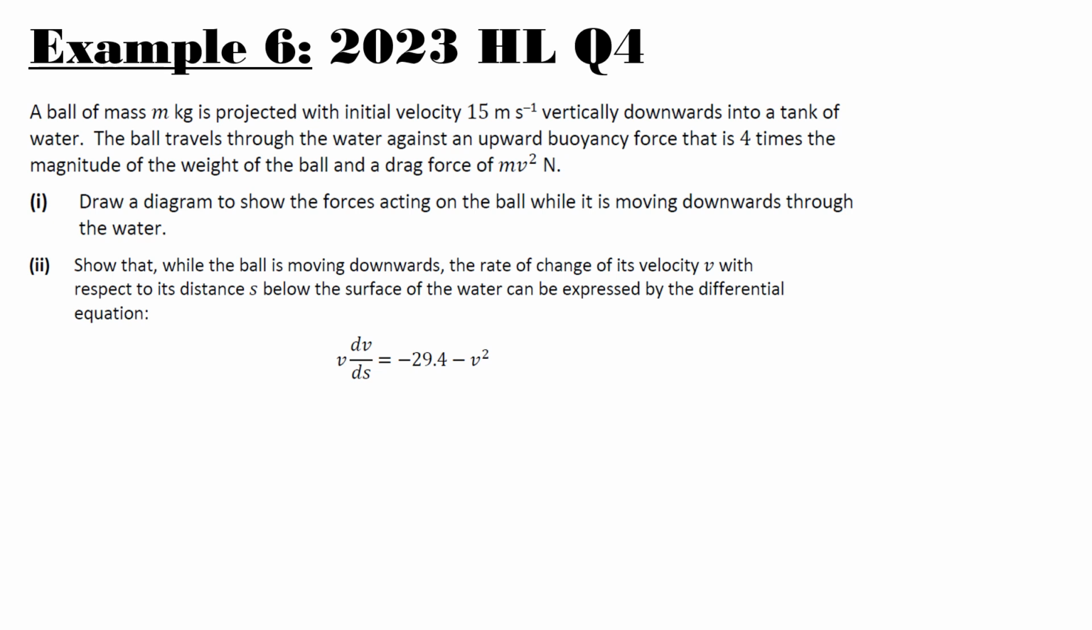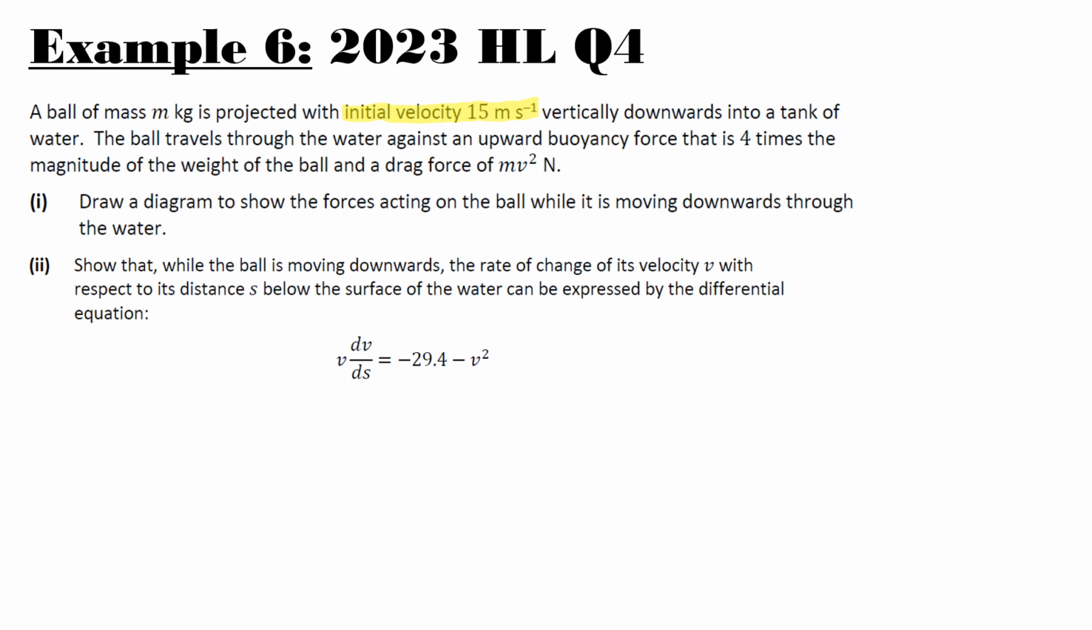This question comes from the 2023 higher level paper, and it is question 4. A ball of mass m kg is projected with initial velocity 15 meters per second. I'm just going to highlight this because it's something we're going to need later in the question. It's projected with initial velocity 15 meters per second vertically downwards into a tank of water.